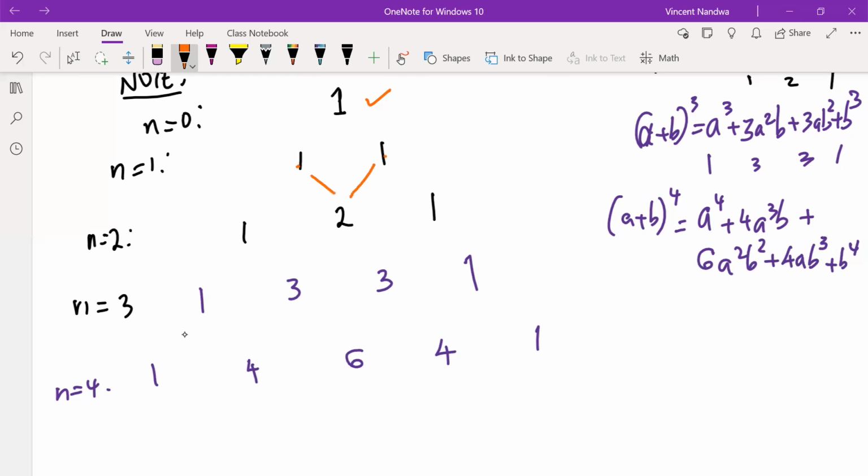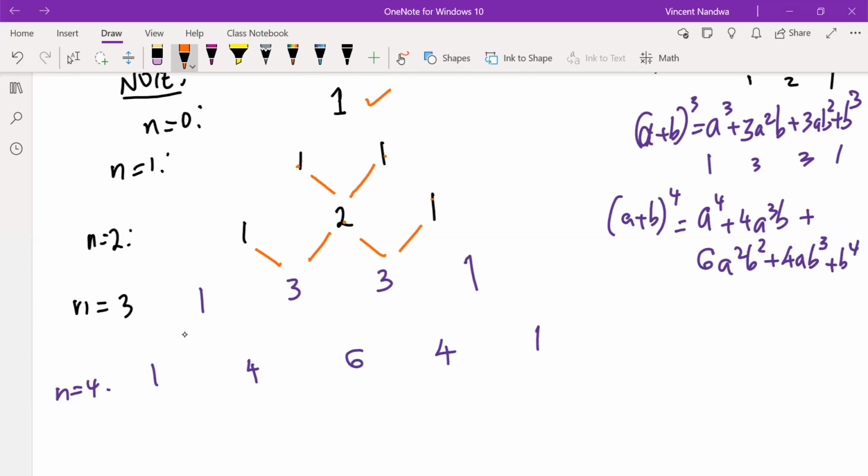Now, when n is 3, we have 1, 3, 3, 1. You see the extreme end, we have 1, 1. Then to get these 3, we are just adding the previous coefficients when n is 2. So 1 plus 2 is 3. 2 plus 1 is 3. And then the extreme one becomes 1.